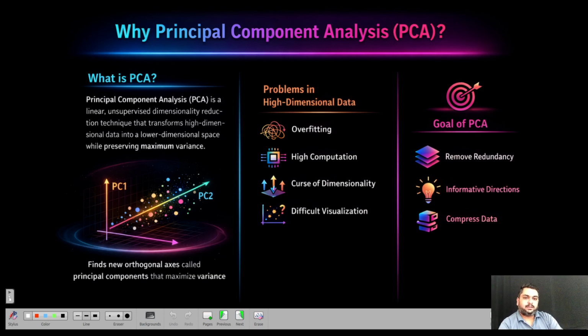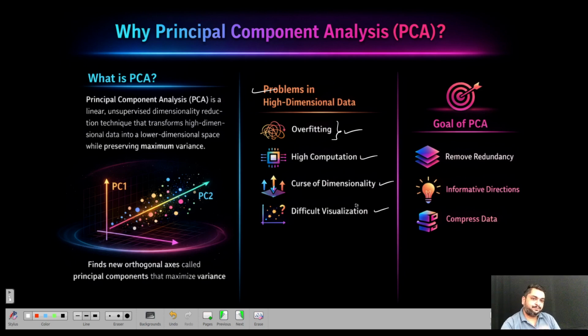One of the popular algorithms is the unsupervised learning algorithm called principal component analysis, which is a dimensionality reduction algorithm. Why do we need this? Again, the same thing. The problem with high dimensional data is that it leads to overfitting. That means the model becomes too complex. It requires high computation, and it is difficult to visualize. So can we reduce this into the principal components?